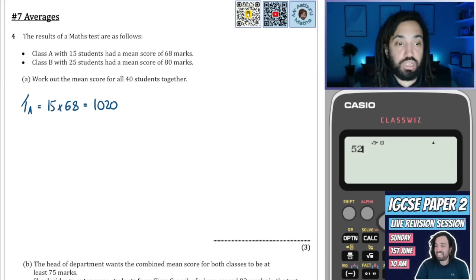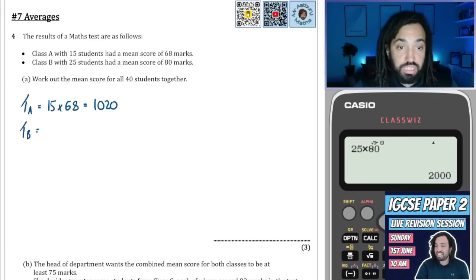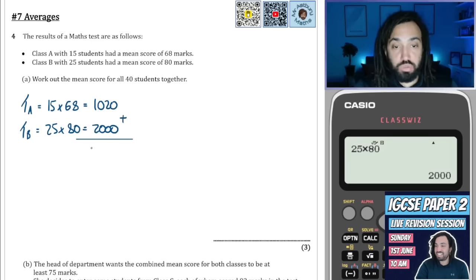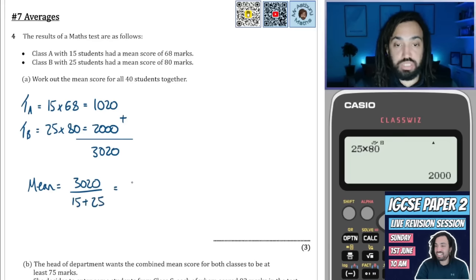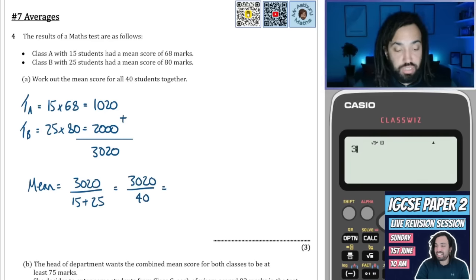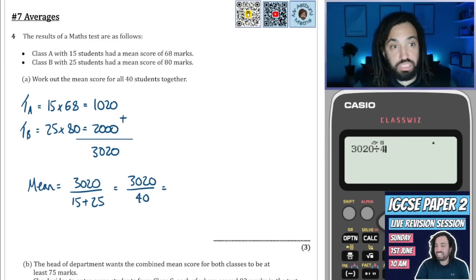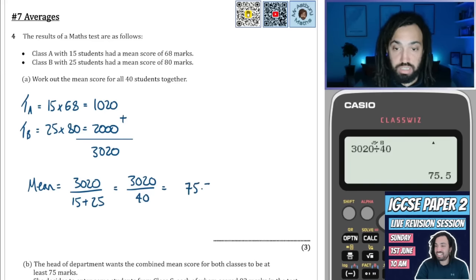We'll do the same for Class B. So multiply the number of students by the average mark that they scored, and that gives us the total number of marks that they've scored. Okay, we can add those totals together to give us the total of both classes. And therefore the mean of both classes will be the total they scored over the total number of people in both classes, which is equal to 40. So let's do 3020 divided by 40, and we get a mean mark of 75.5.